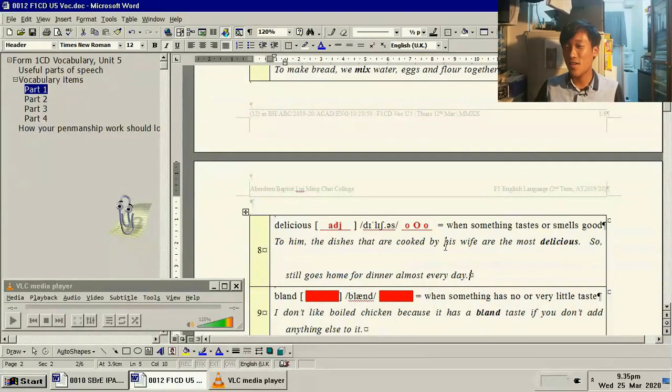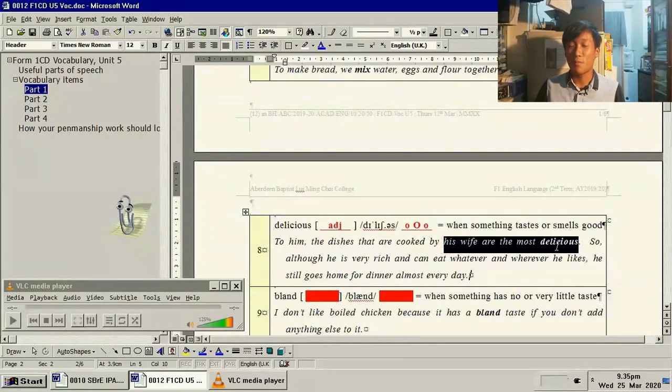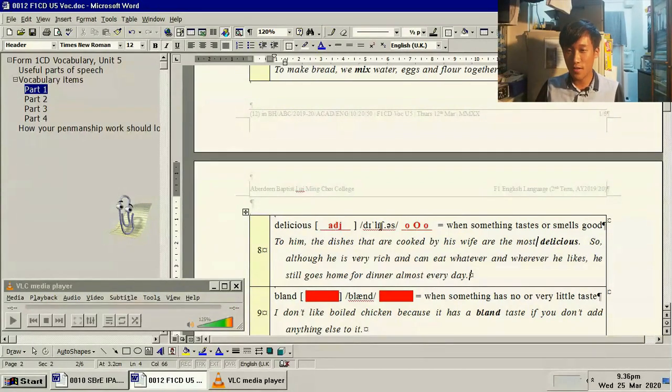No, it's because the dishes are the most delicious, the most tasty, taste the best to him. Okay, so that's what delicious means. Pay attention to the pronunciation.